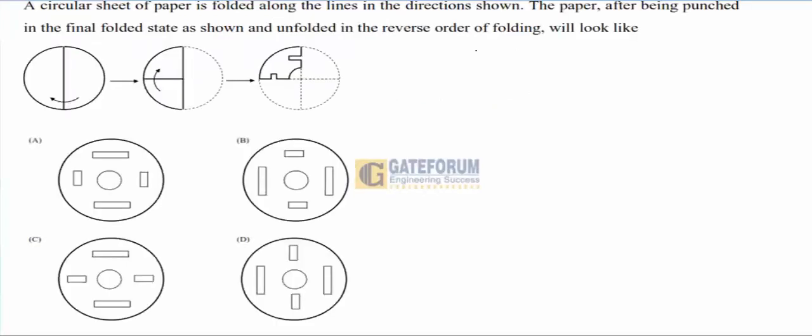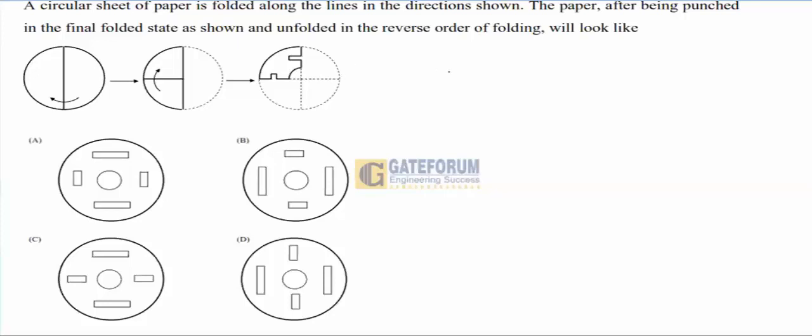A circular sheet of paper is folded along the lines in the directions shown. So see, first this half is folded over this, then it's quartered, and then you do some cuttings like this. The paper, after being punched in the final folded state as shown, is unfolded in the reverse order of folding. Will look like which one?